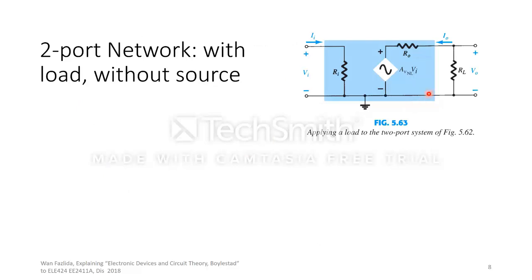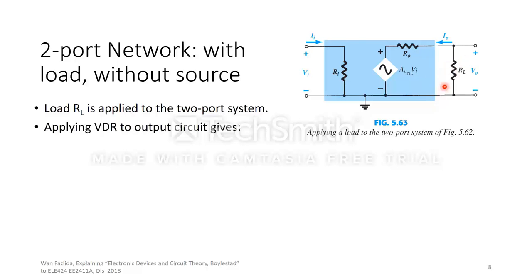We are connecting a load here, an RL. It could be, say, a speaker, for example. So load RL is applied to the two-port system here. Load RL is applied outside of how the device is connected to be seen as Z out. So when you find Z out, RL is not included.